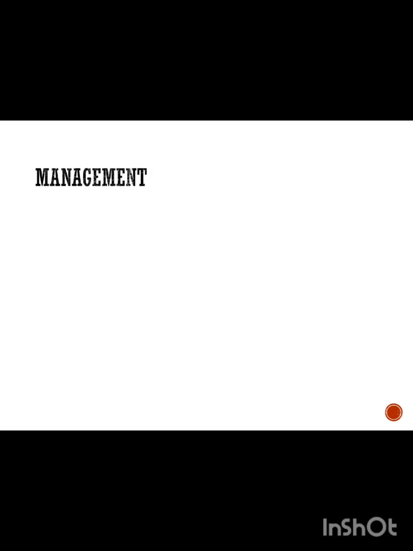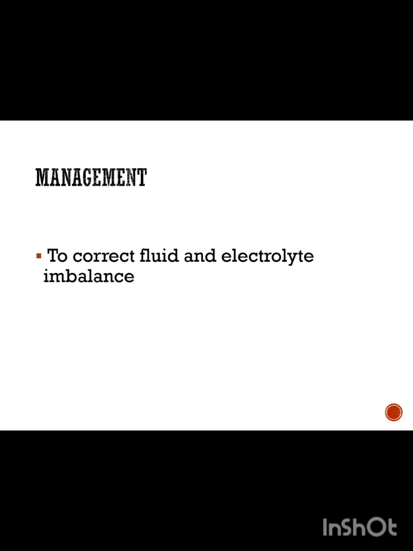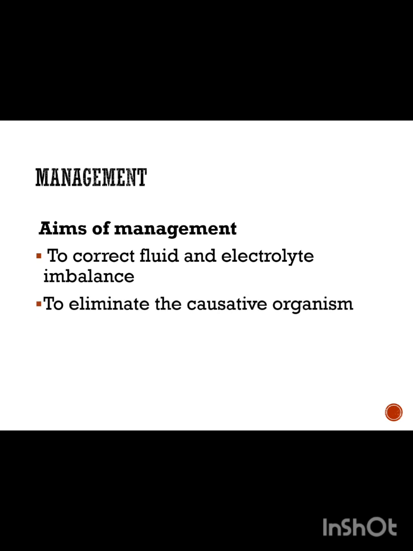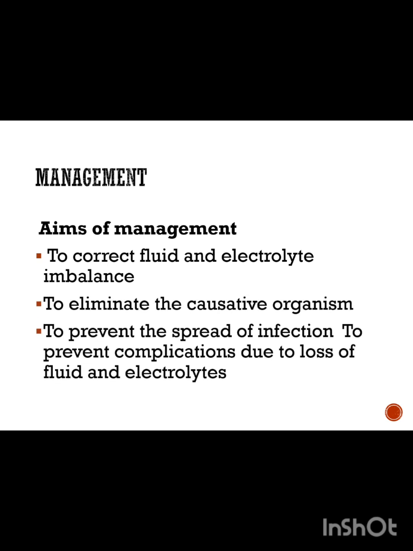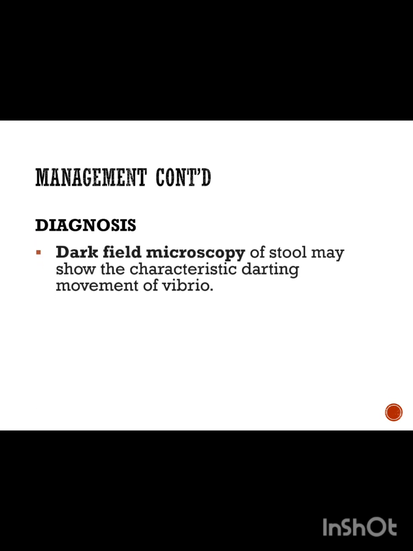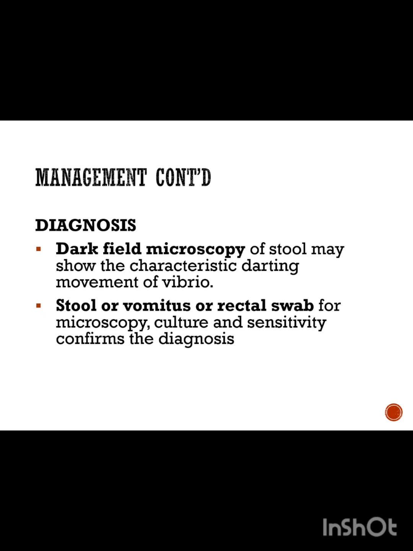Then the management. The aims of management are to control fluid and electrolyte imbalance, to eliminate the causative organism, to prevent the spread of infections to others, as well as to prevent complications. With a history of projectile vomiting as well as profuse diarrhea, on physical examination you might see dehydration. The patient might present with poor skin turgor because of the increased fluid loss.